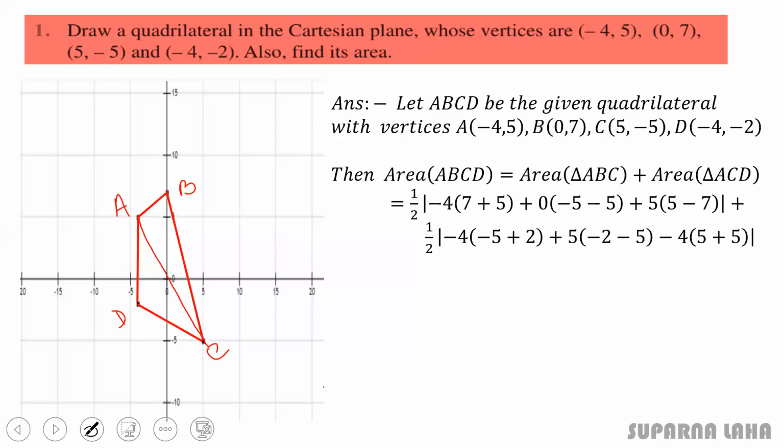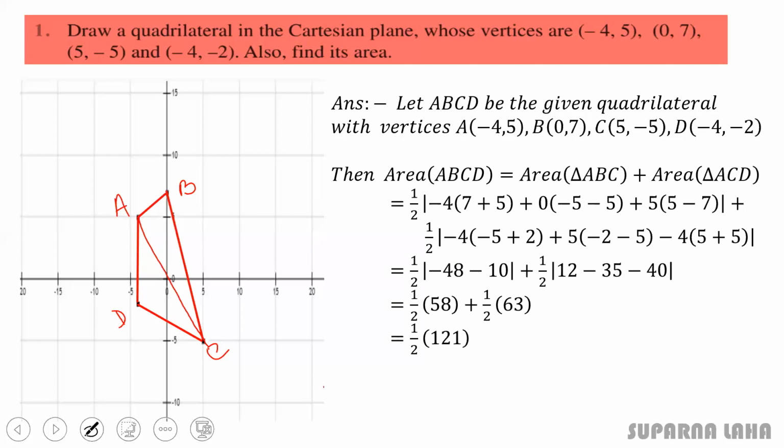Here I'm using the formula directly. So apply the formula and just simplify it. You will find the answer, that is the area of this quadrilateral. So the area of this quadrilateral is 60.5 square units. Very, very important to write its unit. So this is how you can find the area of a quadrilateral where the vertices are given. So moving to the next question.